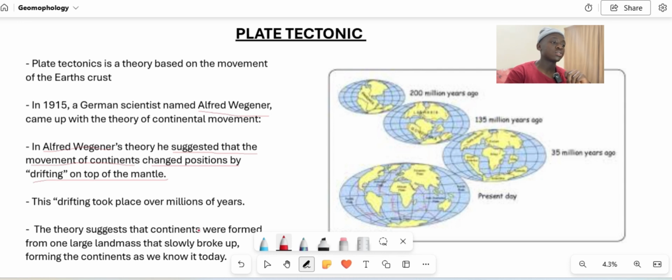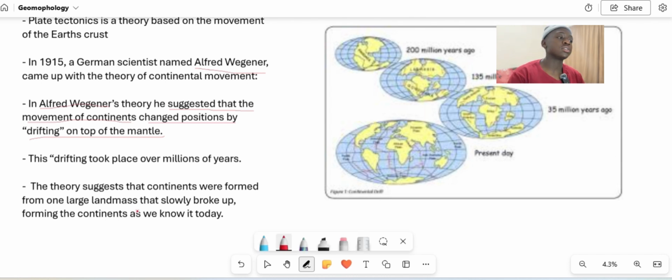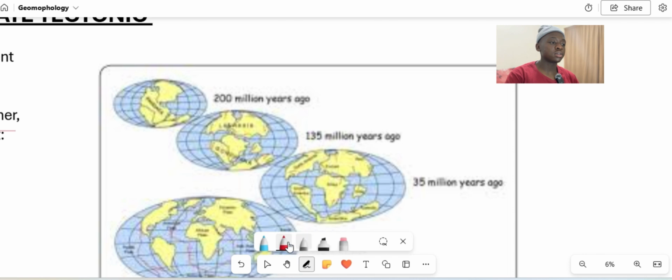The theory suggests that the continents were formed from one landmass. That landmass is called Pangaea, but we are still coming to it. The theory suggests that the continents were formed from one landmass that slowly broke apart, forming the continents as we know them today. As you can see here, this landmass was called Pangaea, meaning that Africa, Asia, each and every continent was once one landmass. It was all connected. It was one huge landmass.